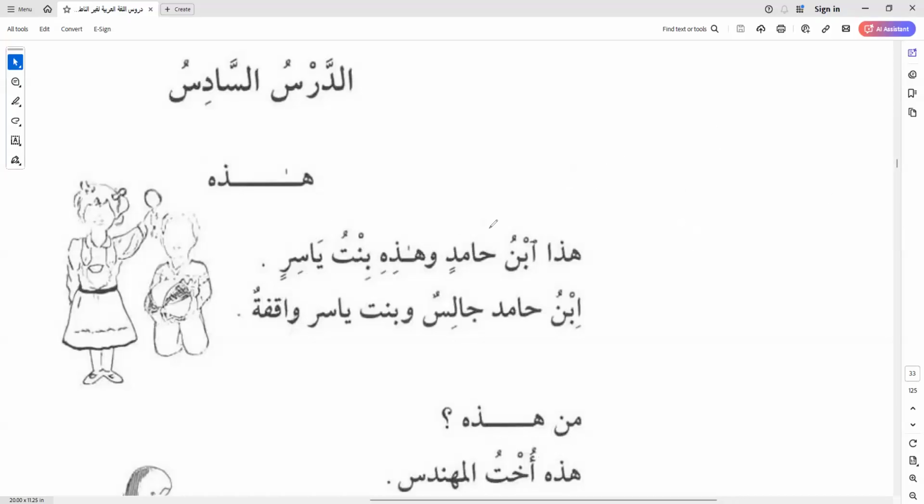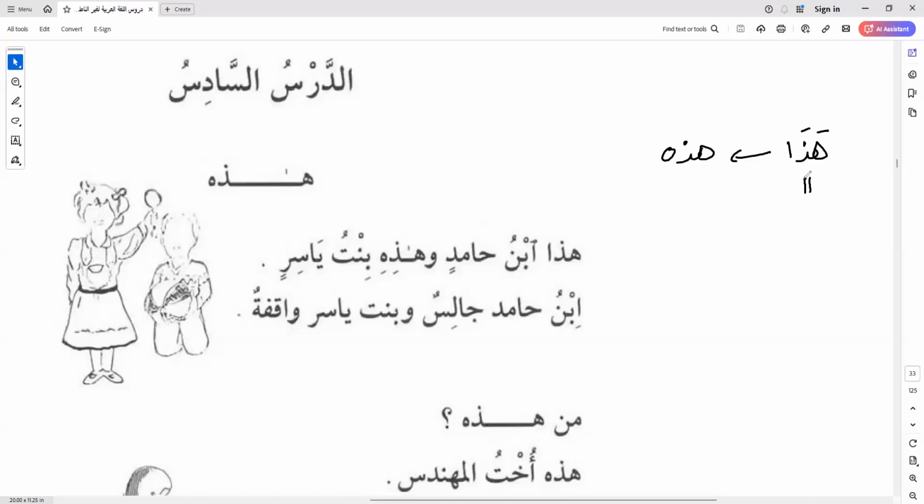So here we have to say hadha bnu, not hadha ibnu. You are not reading hadha ibn. You have to say hadha bnu Hamidin. This is the son of Hamid. So hadha, and what is the opposite? Hadhihi.